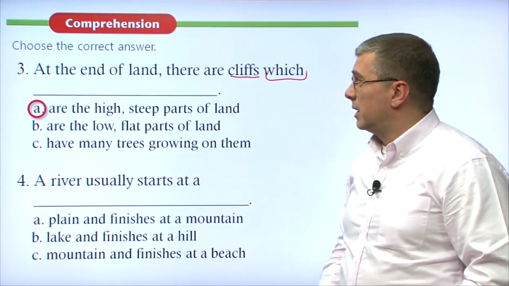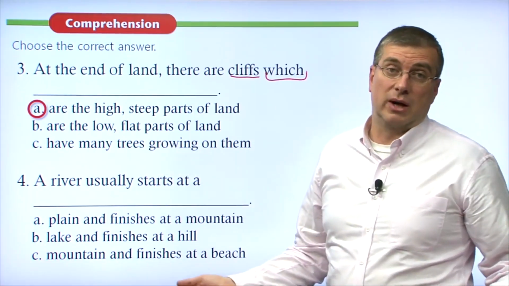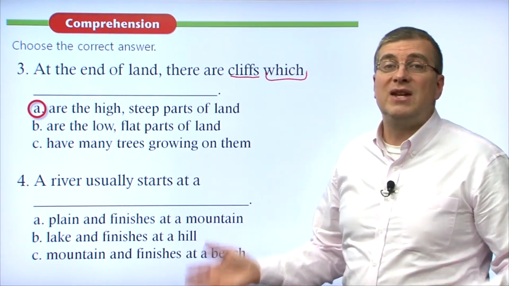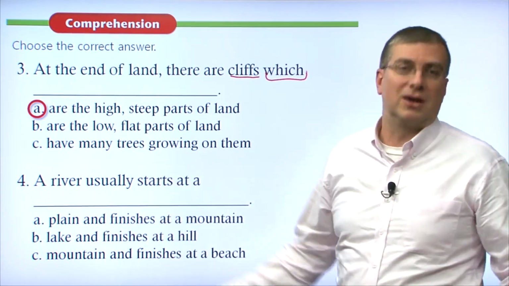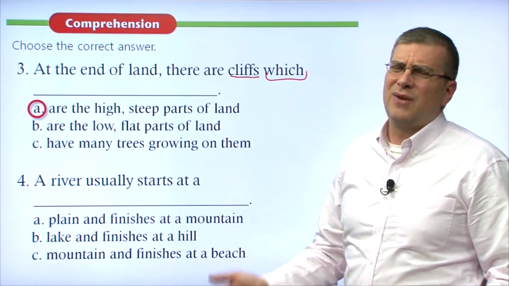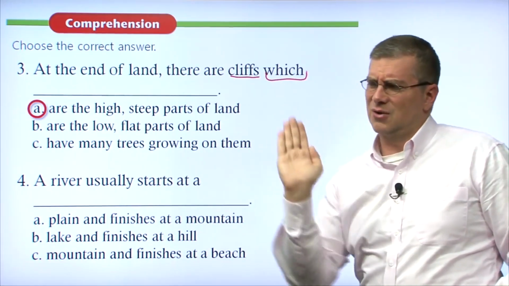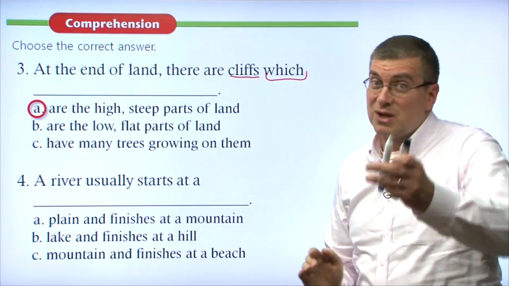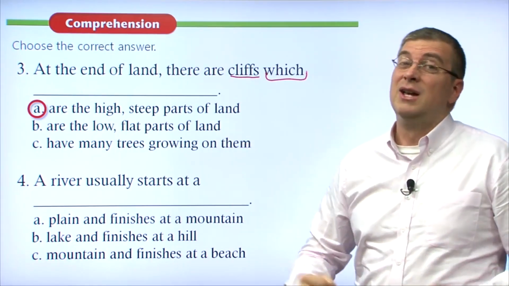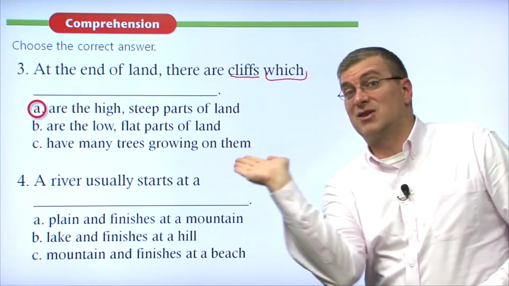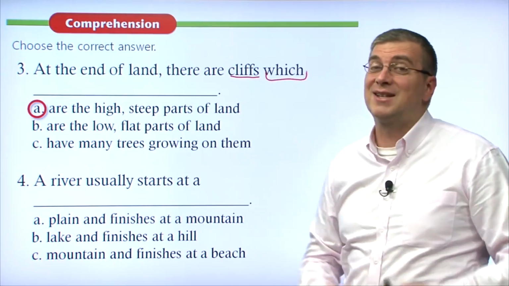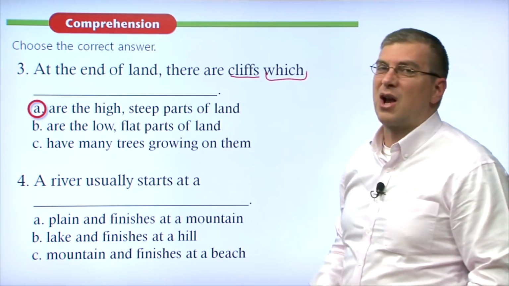They have many trees growing on them? Well, cliffs might have trees growing on them, but that's not a distinct feature of cliffs. It doesn't matter if there are trees growing on them or not. And in fact, it's kind of hard for trees to grow on a cliff because, you know, trees have to grow up. They don't grow straight out. But sometimes you do see some very strong or very desperate trees growing this way out of cliffs. Sometimes you can see that. Okay, but it's not very common.